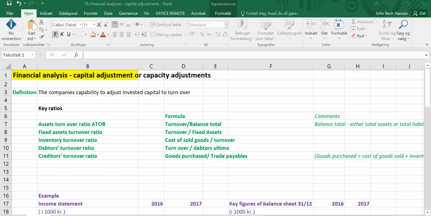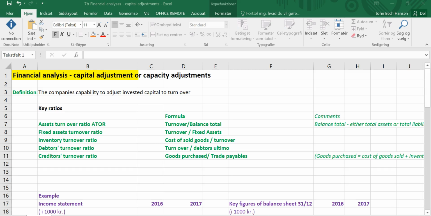Now, if I told you that I have two companies, one of them I have invested 1 million, and it has a yearly turnover of 1,000, then you instantly would say, well, you use a lot of money to get that 1,000 turnover. And this is actually what it's about.